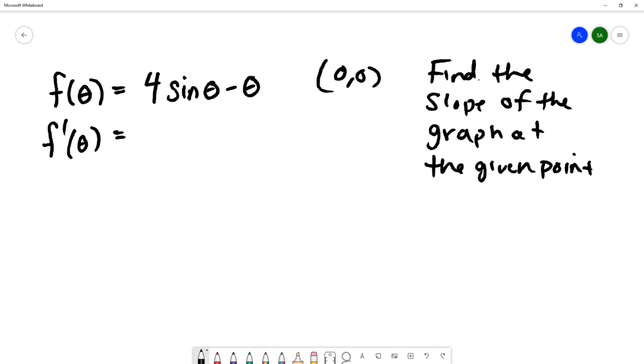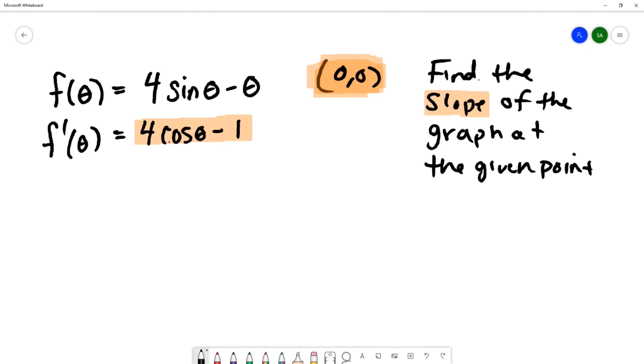4 is a constant multiple, so I'll carry that constant down. Then I need to calculate the derivative of sine theta, and the derivative of sine theta is cosine theta, and the derivative of theta is 1. Once we calculate the derivative, then we're going to evaluate the derivative at the point that was given. Now the derivative is the slope. So when we calculate the derivative, that's actually telling us the slope of the graph at every single point. We just want to know the slope at this particular point.